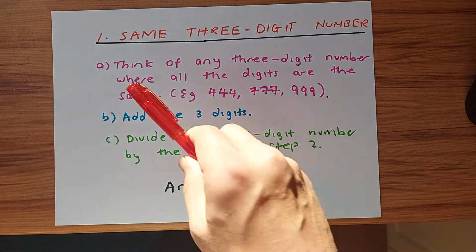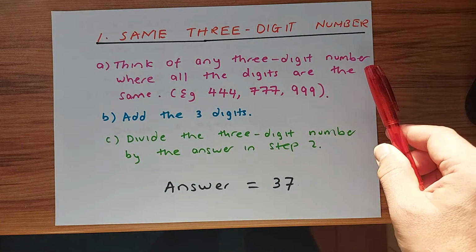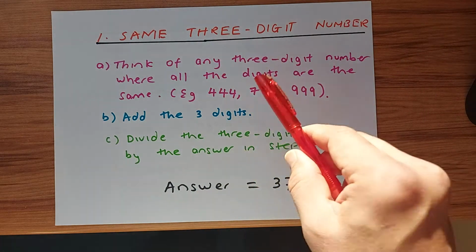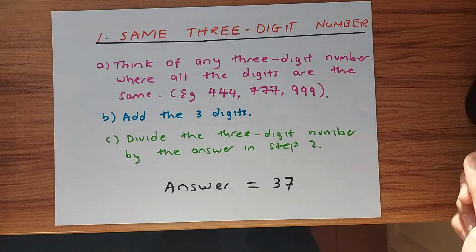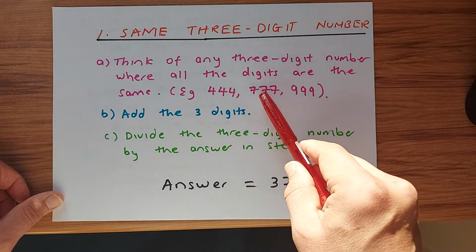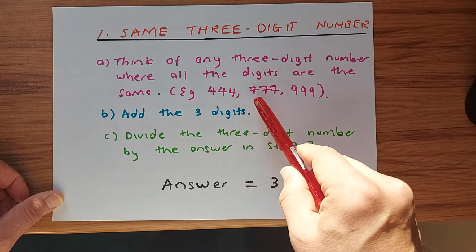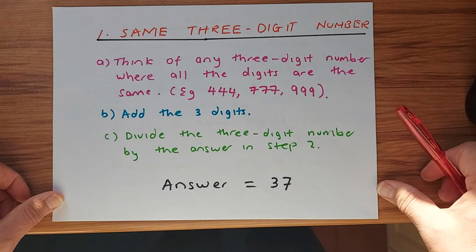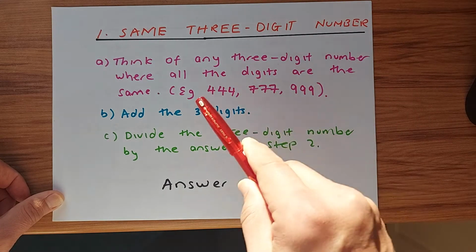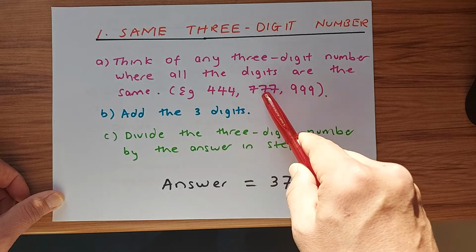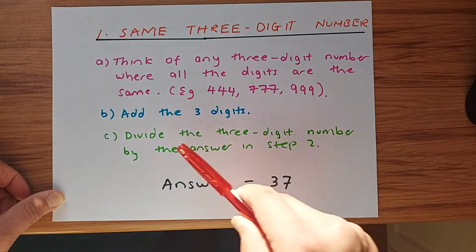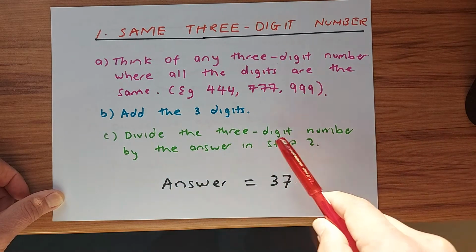Now you are going to think of any 3-digit number where all the digits are the same. For example, 111, 444, 777, or 999. Got it? Great. Now the next step, you're going to add the digits. If we take 777, you add the 3 digits. 7 plus 7 plus 7 gives you 21. And the last step, you take that number 777 and divide by 21, which is the sum of the 3 digits. Your final answer is going to be 37. You divide the 3-digit number by the answer in step 2.